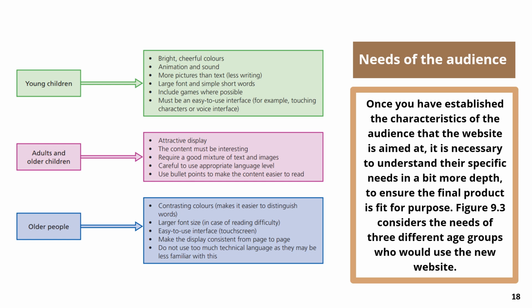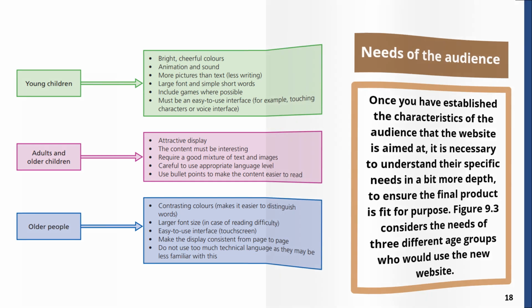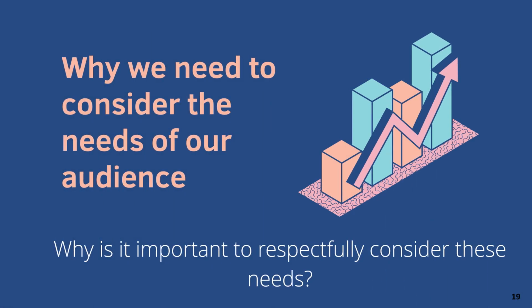So we've seen the different age groups and the needs of the audience, the kind of audience that needs to visit your website, and who this website is intended for. Is it intended for young children, for adults or older children, or for our grandmas and granddads? And finally, why do we need to consider the needs of our audience? Why is it important to respectfully consider these needs? We're going to be looking at it in the next slide.